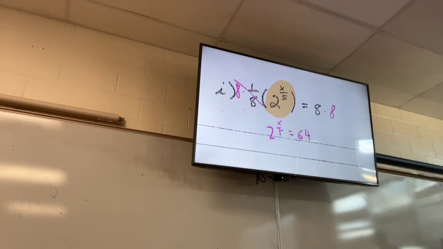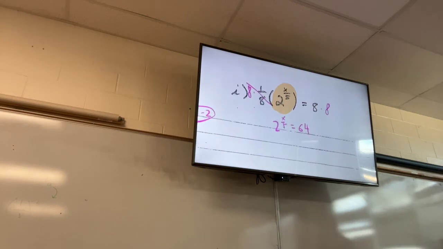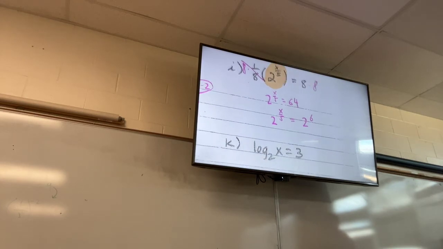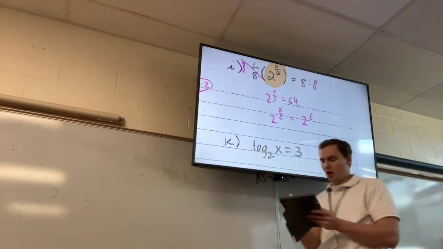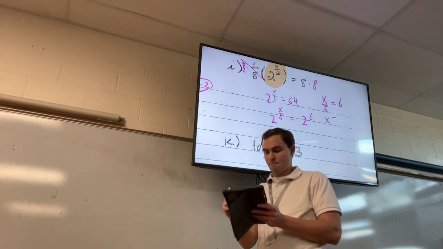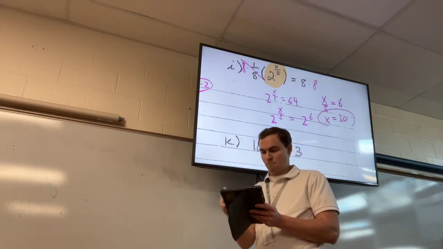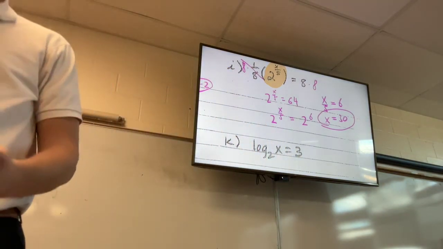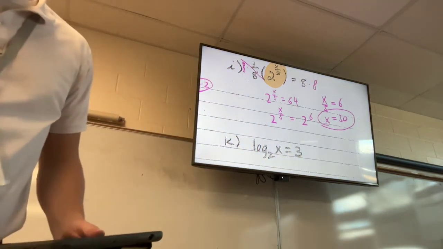Good. 64 is the power of what number? 2 to the what equals 64? So then the bases are equal, so the exponents must also be equal. X equals 30. That's what I got. Yep, that's what I got too.